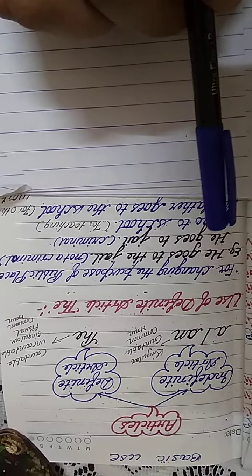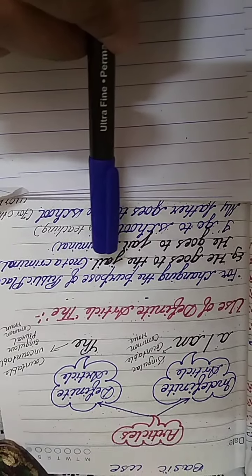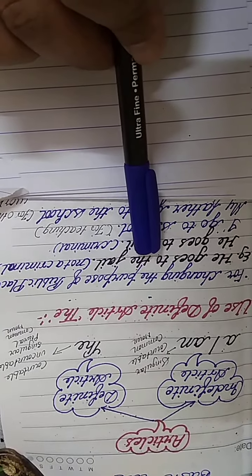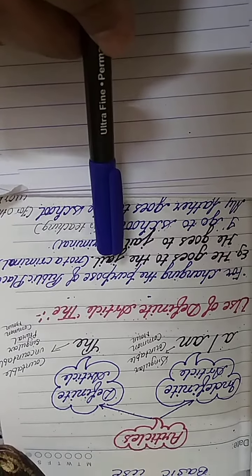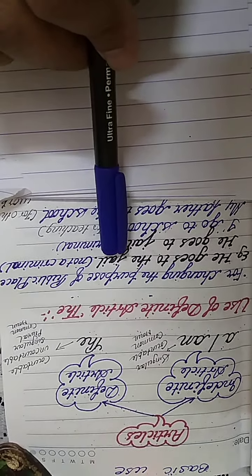For example, try to understand with this example. He goes to the jail. Look, the has been used before jail. The basic purpose of jail is for criminals.